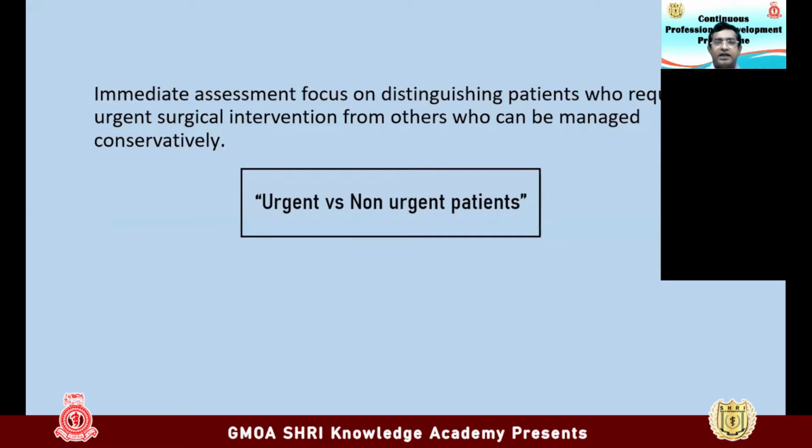It means we need to have an immediate assessment to distinguish the patients who need acute surgical intervention from the others who can be managed conservatively. So that is called urgent versus non-urgent patients. It's very important to identify the risk group to prevent further progression of the disease and to prevent unwanted serious complications. Sometimes the patient can die if we delay the diagnosis or delay seeing and preparing this patient, to minimize the bad sequelae.